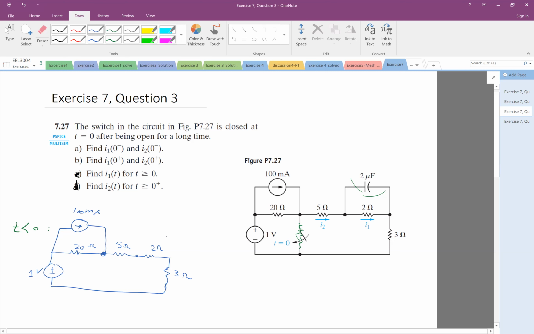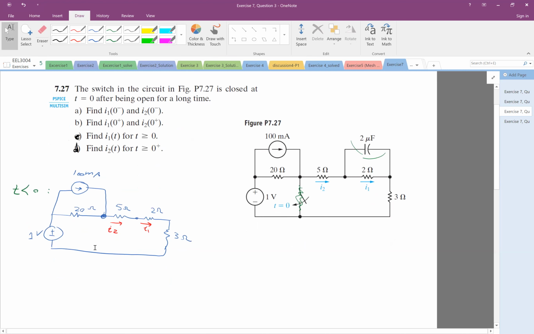So as you see, I opened the capacitor and the switch was also open. So this is our circuit. And the problem wants us to find I1 at 0 negative and I2 at 0 negative. So this is I1 and this is I2.